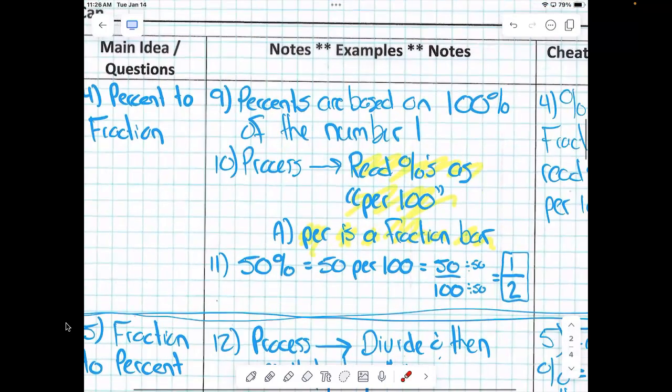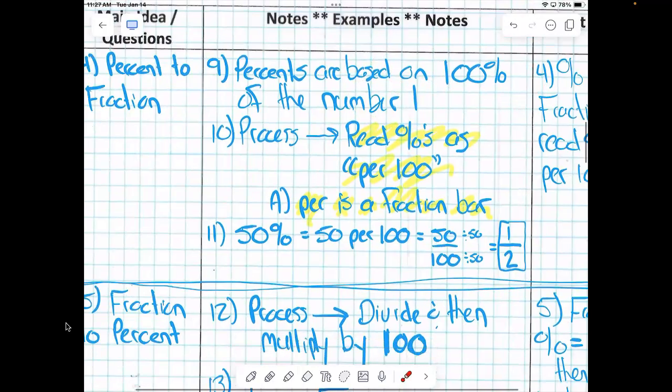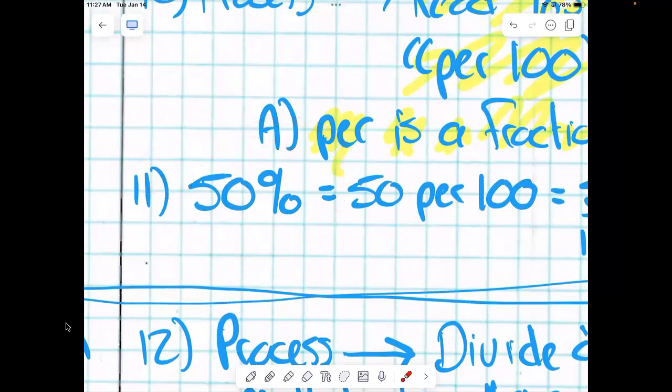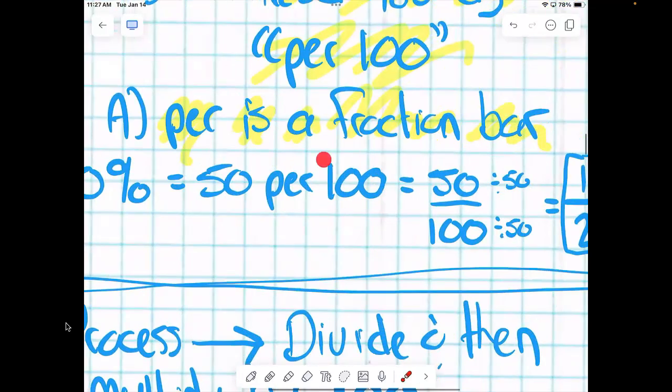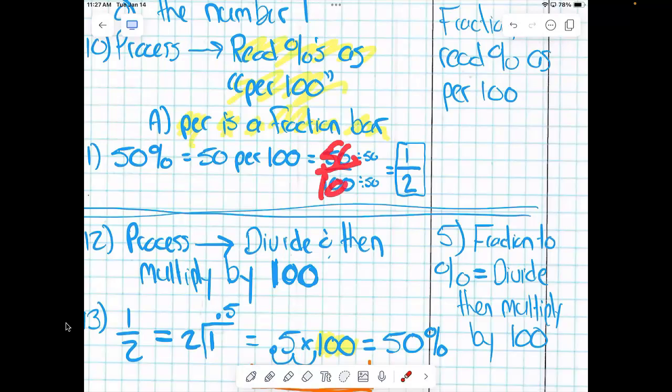Percent to fraction. So we know percents are 100% of the number 1, right? Yes. We know that the word per is actually a fraction bar. So when we have a percent, we do what? Go. Read percent as per 100. Read this percent. Go. 50 per 100. So if we know per is a fraction bar, we can simply write 50 fraction bar 100, right? Yes. Can I simplify 50 and 100? Yes. The fraction's 1/2, right? Yes.